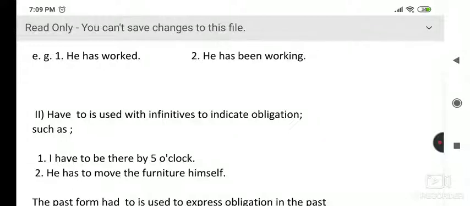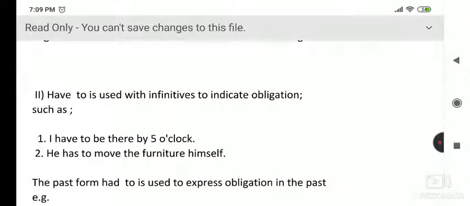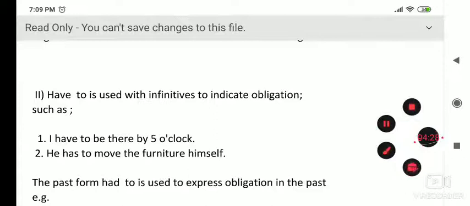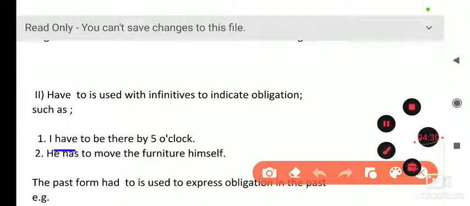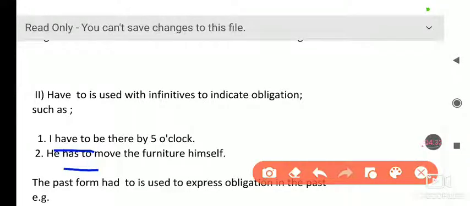Have to is used with infinitives to indicate obligations, such as I have to be there by 5 o'clock. He has to move the furniture himself. So, in these sentences, have and has are present to show the obligation.